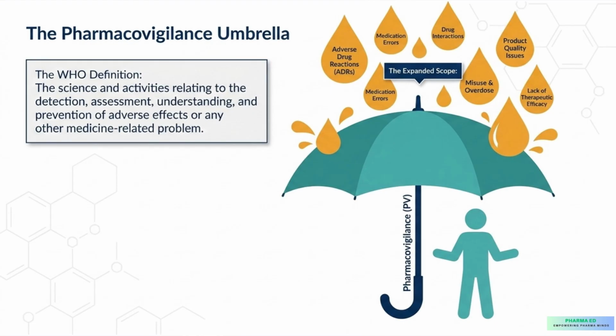Moving right along to Section 2, Core definitions. So here is the official WHO definition of pharmacovigilance, and let me tell you, examiners love to test your true understanding of this. The absolutely crucial takeaway here, pharmacovigilance isn't just about catching adverse reactions. Listen closely to that last phrase, any other medicine-related problems. That is a massive umbrella. We're talking medication errors, drug interactions, product quality issues, misuse, overdose, and even just a lack of therapeutic efficacy. It's a comprehensive, lifelong safety net for any given drug.